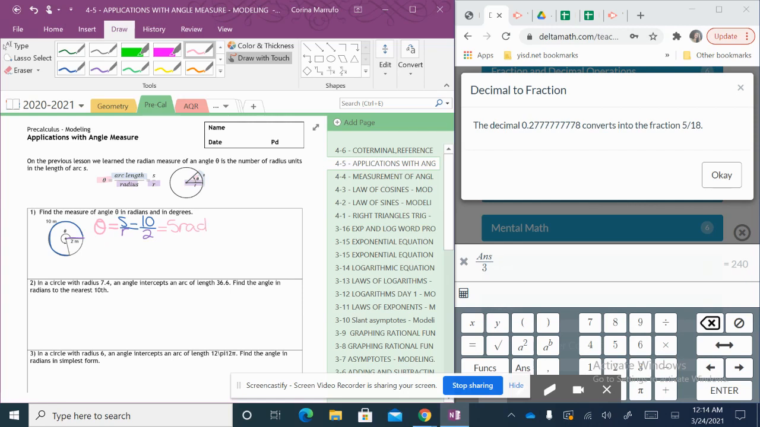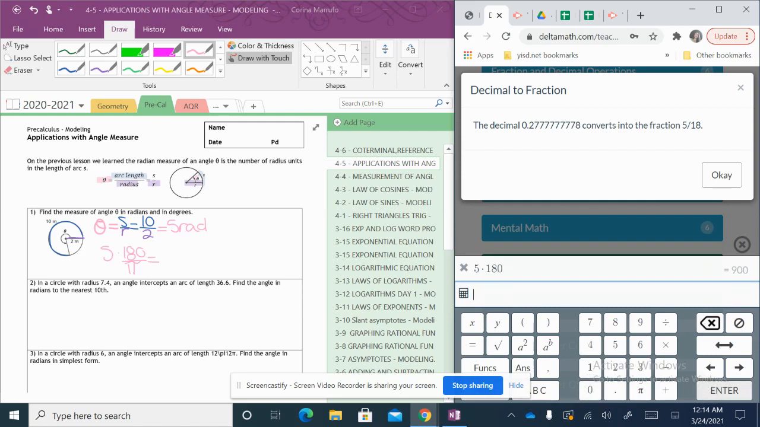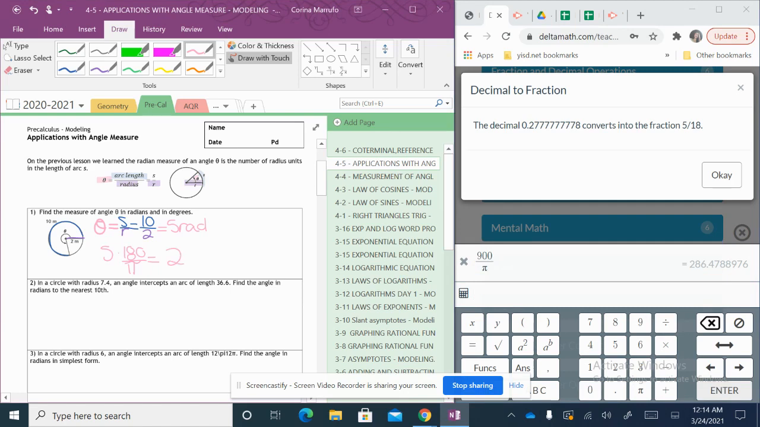Now they do want us to change it into degrees. So to change it into degrees, we take the 5 and multiply it times 180 over pi. This is from yesterday's lesson, we had the little formulas there. So I'm going to go ahead and do that in my calculator. 5 times 180 gives me 900, and then we take the 900 and divide it by pi. That gives me 286, so this is going to round to 286 degrees.